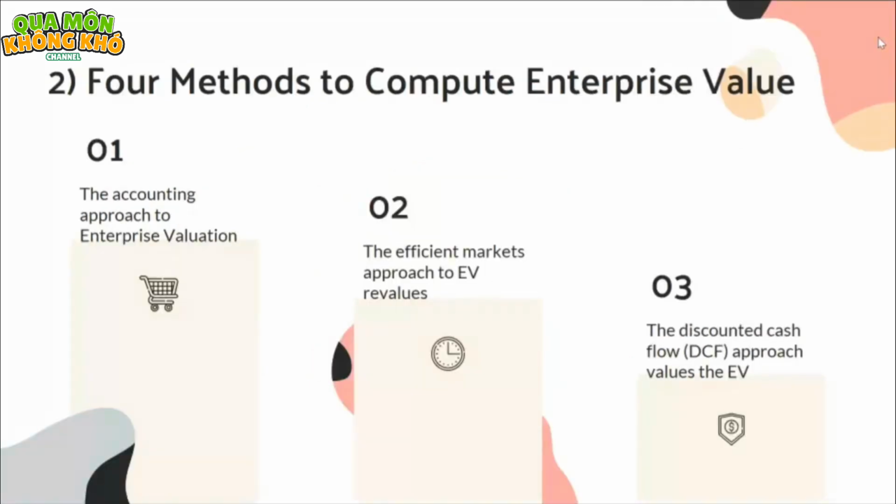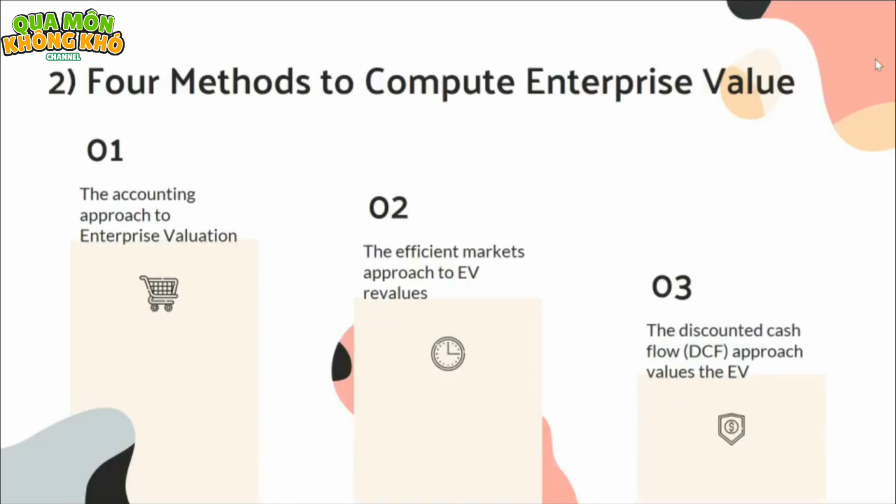In this chapter, there are 4 methods to compute enterprise value. The key concept in corporate valuation is enterprise value, and the EV of the firm is the value of the firm's core business activities, and it forms the basis of most corporate valuation models. We distinguish between 4 approaches to compute enterprise value. The first is the accounting approach to enterprise valuation.